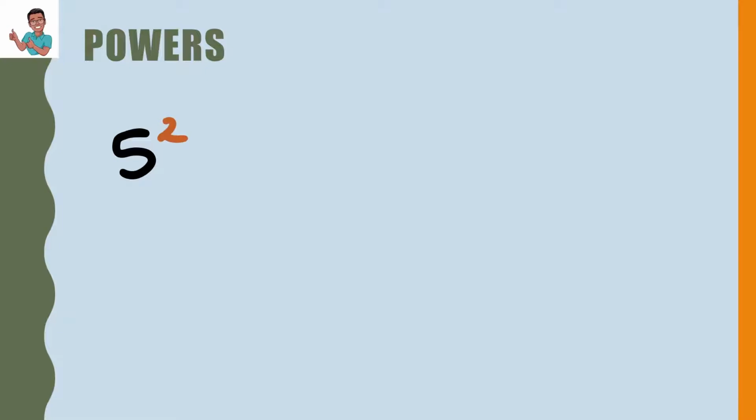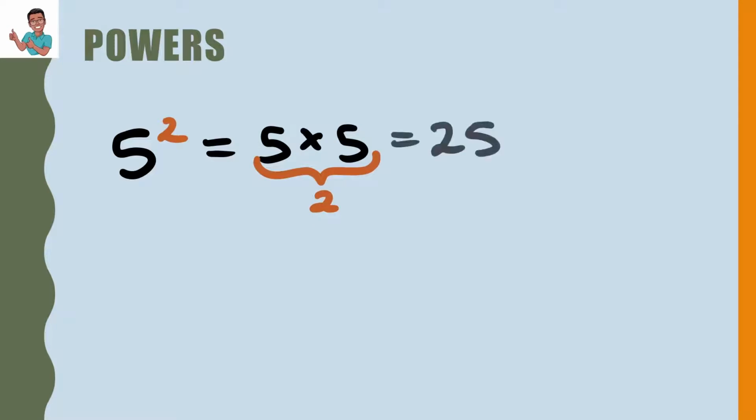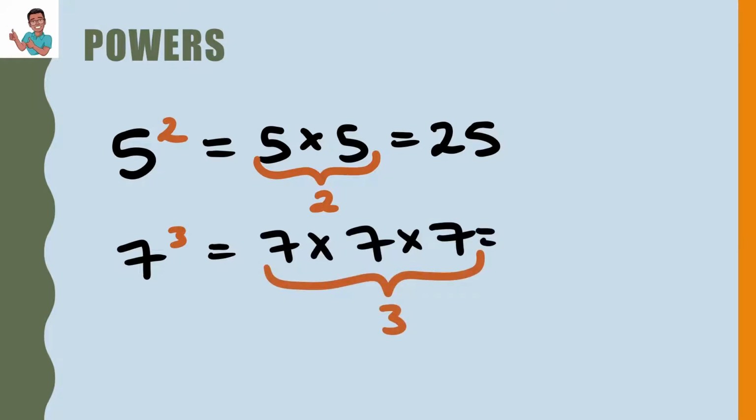Okay, let's see an example. We have 5 to the power of 2. This is like writing 5 times 5, which equals 25. 7 to the power of 3 is like writing 7 times 7 times 7, which is 343.